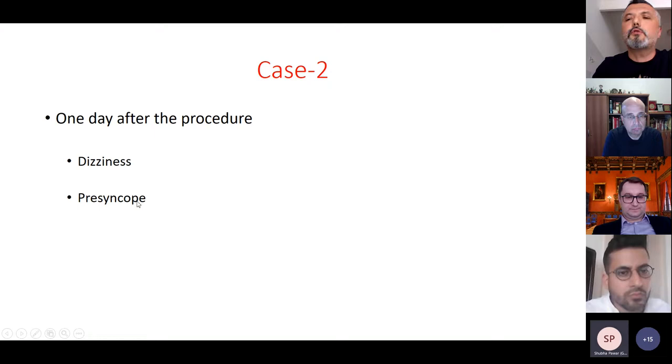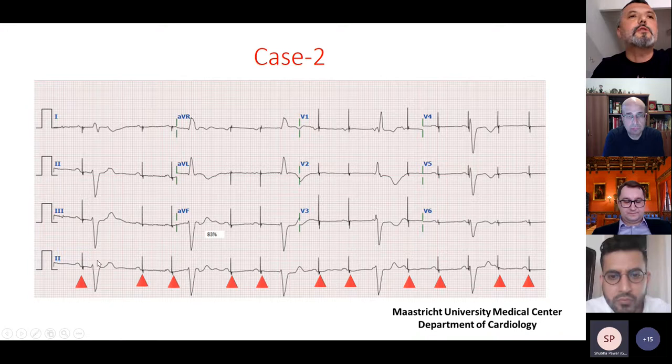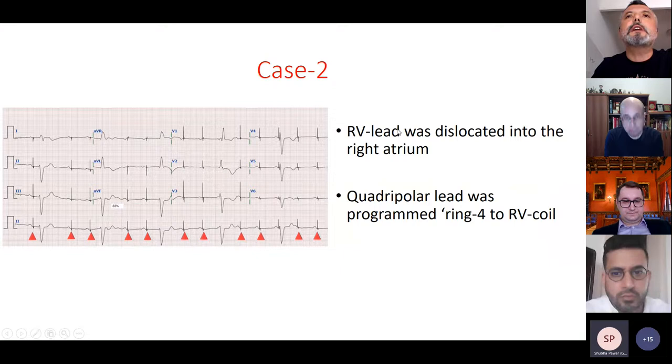This is the ECG one day after the procedure. It shows accurate atrial sensing, but there is no ventricular capture here. You can see the ventricular spike, but there is no ventricular capture. And also a wide and regular ventricular rhythm, you can see this is an escape ventricular rhythm. So what is the underlying mechanism in this patient? The right ventricular lead was dislocated into the right atrium.